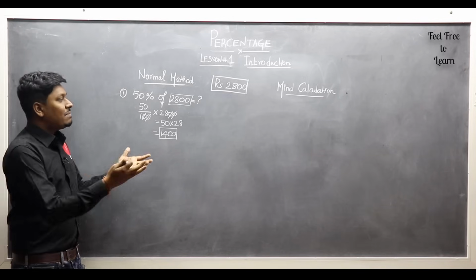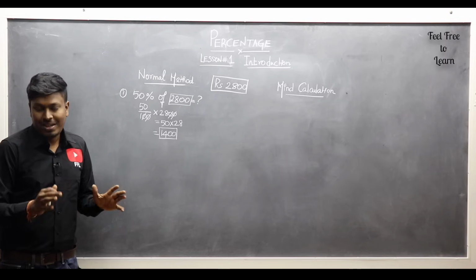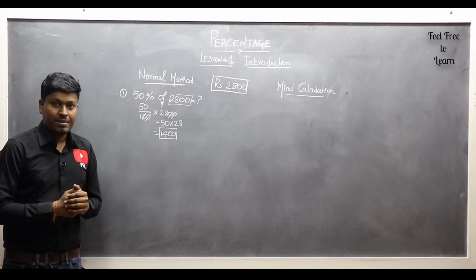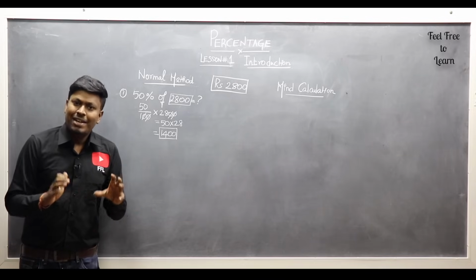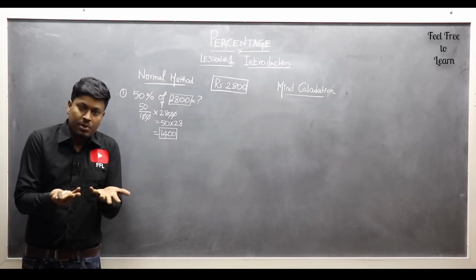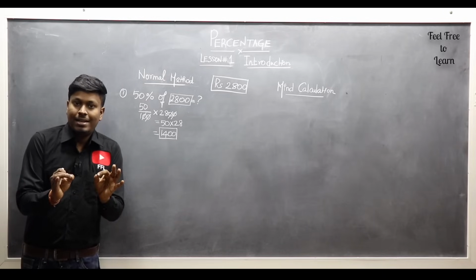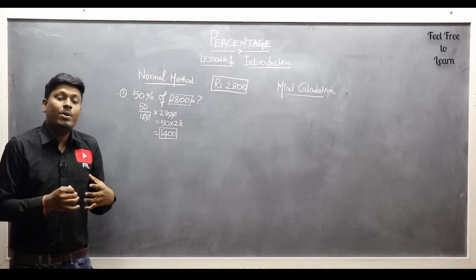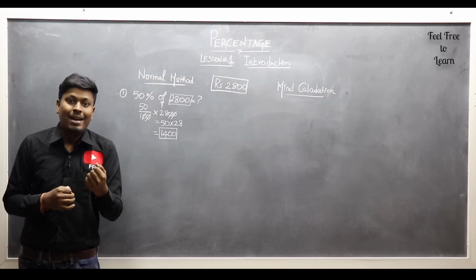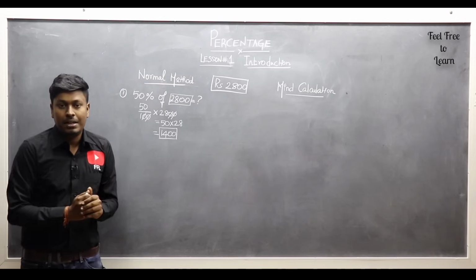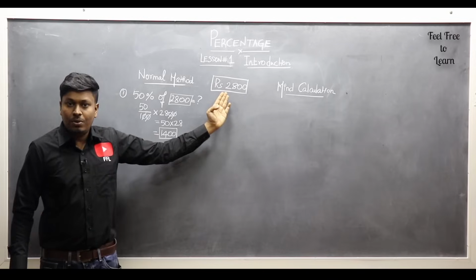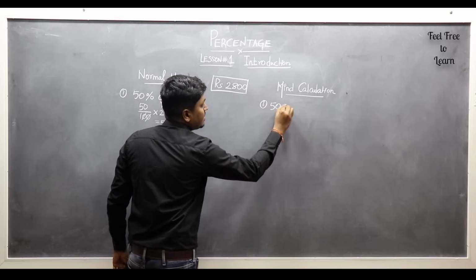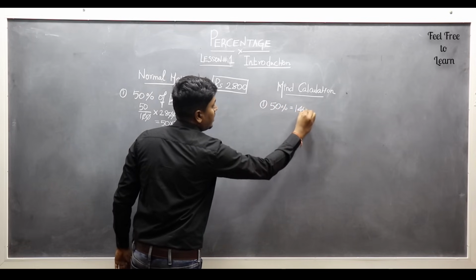So this is a normal way of calculation, without using mind calculations or shortcuts, nothing. We are just going with the normal method. What is a mind calculation? What is actually 50%? 50% is half of the number, right? Yes or no? So out of this 2,800, if someone is asking what is 50%, you just say half of the given number. 2,800, what is the half? 1,400. So we can directly say in mind calculation that 50% is equal to 1,400.